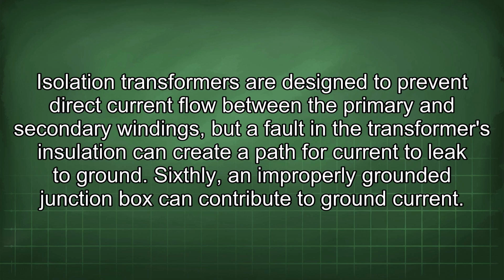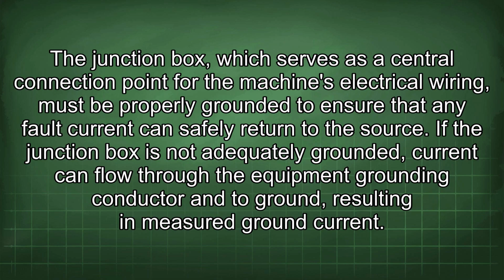Sixthly, an improperly grounded junction box can contribute to ground current. The junction box, which serves as a central connection point for the machine's electrical wiring, must be properly grounded to ensure that any fault current can safely return to the source. If the junction box is not adequately grounded, current can flow through the equipment grounding conductor into ground, resulting in measured ground current.